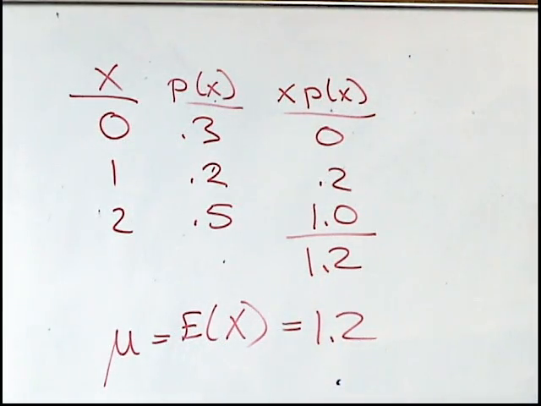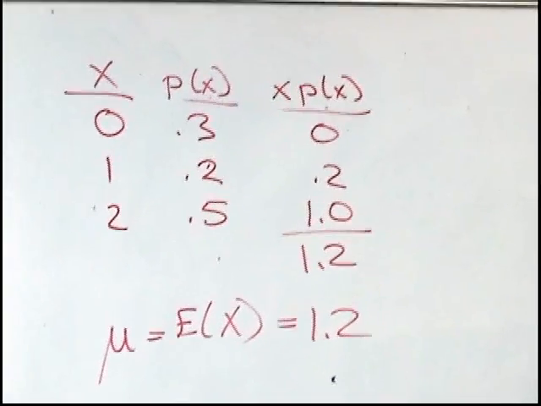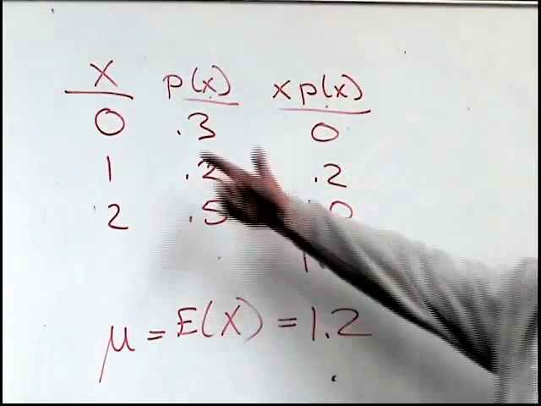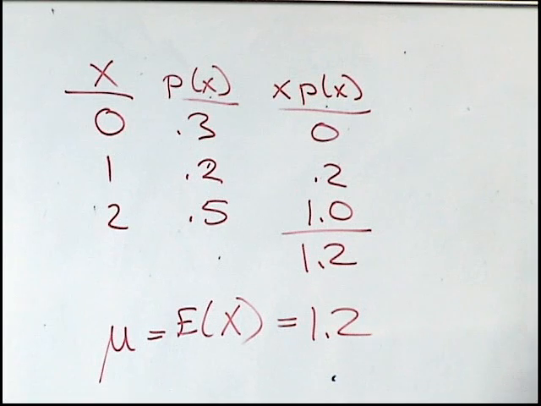That's the expected value. The average of these numbers, in a sense, is 1.2. It's not 1. Why was the mean greater than 1? I mean, I see 0, 1, and 2. Isn't 1 right in the middle? Why was the mean 1.2?